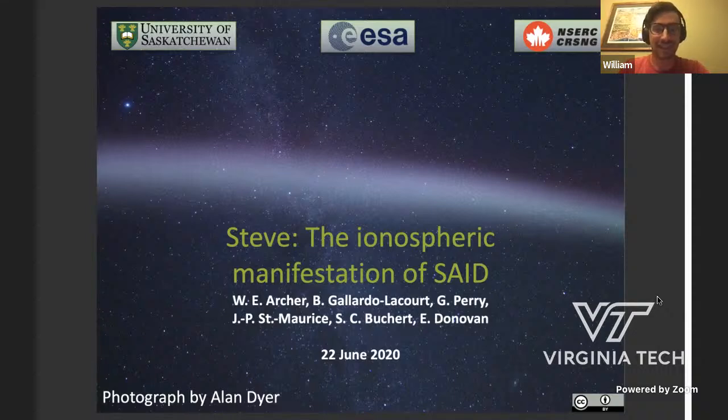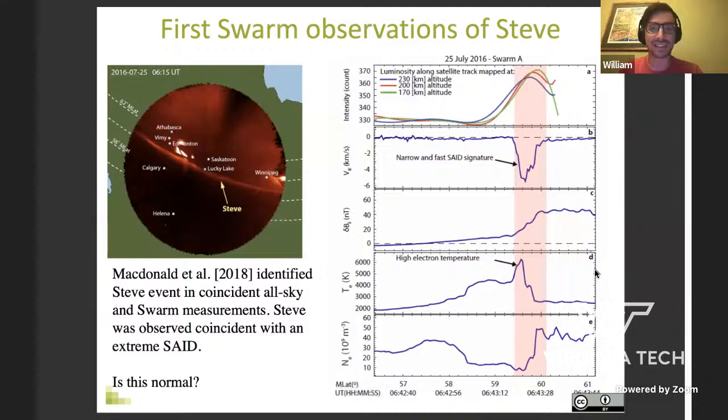So that being said, that means I will focus on how I was first introduced to Steve. You showed one of these two figures from the McDonald et al. 2018 paper. Some researchers in Calgary had recently found this event and they were pretty sure they were looking at a Steve event.